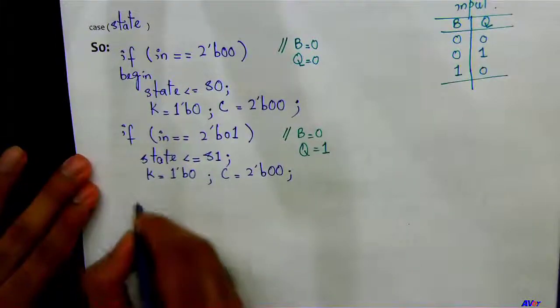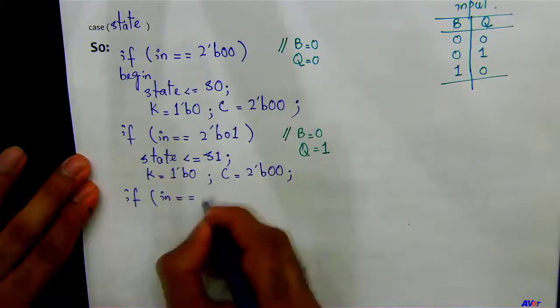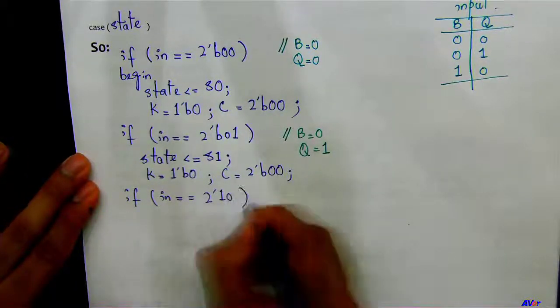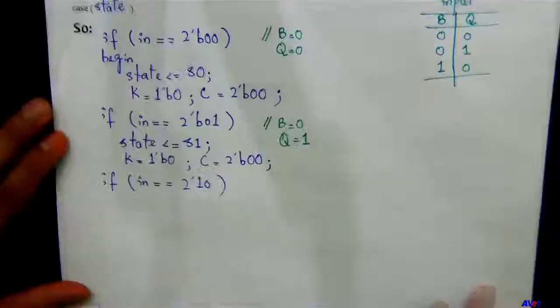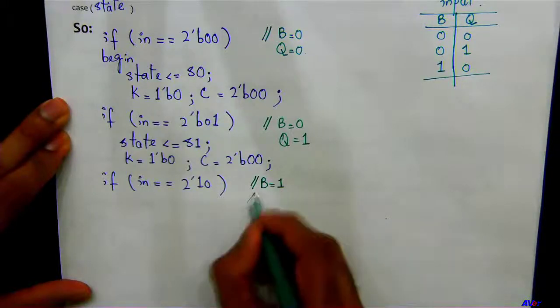Thank you. Okay, if in, what is the last combination? 1, 0, right? Okay, this would mean what? That bill is 1, and then quarter is 0. What should be the next state now?